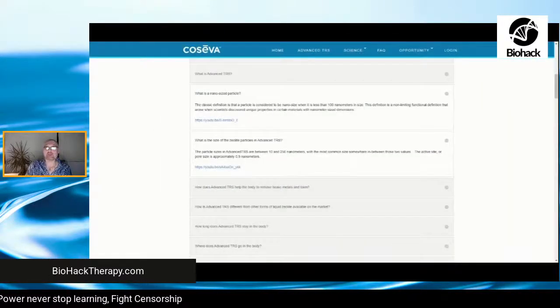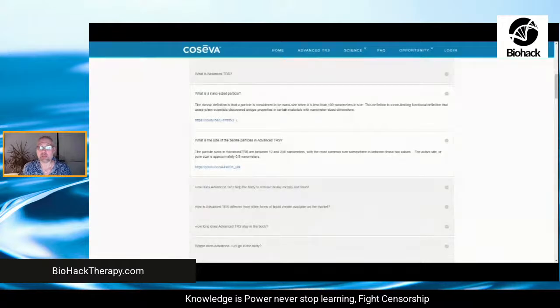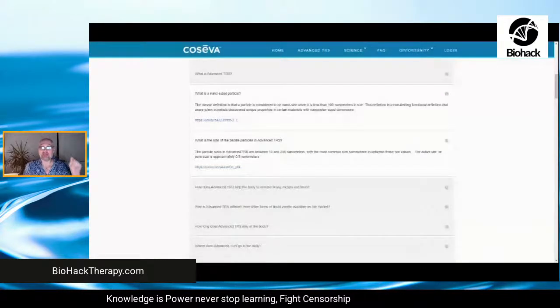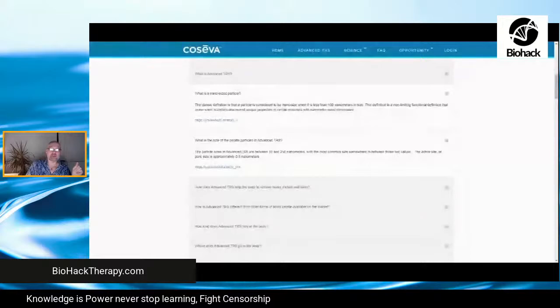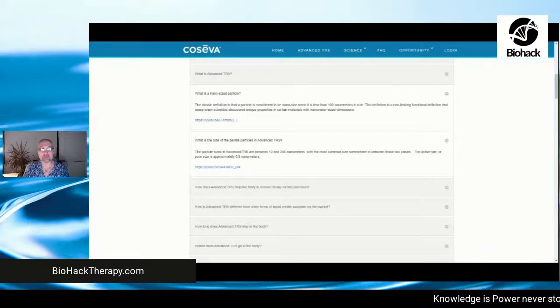So this is the official Coseva website, and they say about the size, the classic definition is that a particle, so that's what he was talking about, a particle is considered to be nanosized when it's less than 100 nanometers. The definition is a non-limiting functional definition, blah, blah, blah. Okay, so a particle size less than 100 nanometers is considered nano. Now they've gone to what is the size of the particle in advanced TRS. The particle size in advanced TRS is between 10 and 250 nanometers.